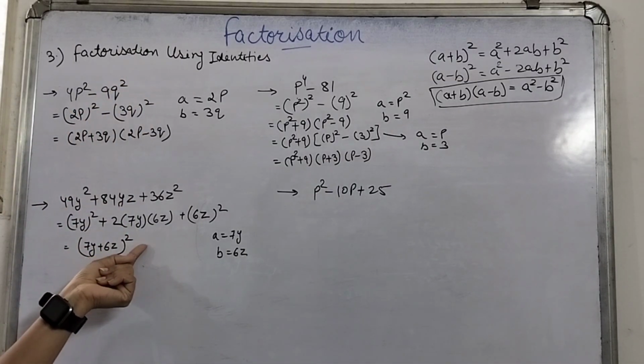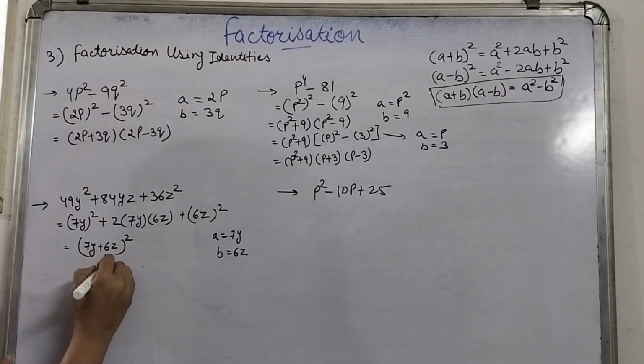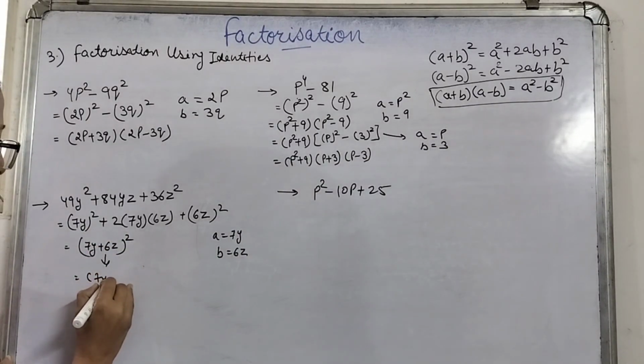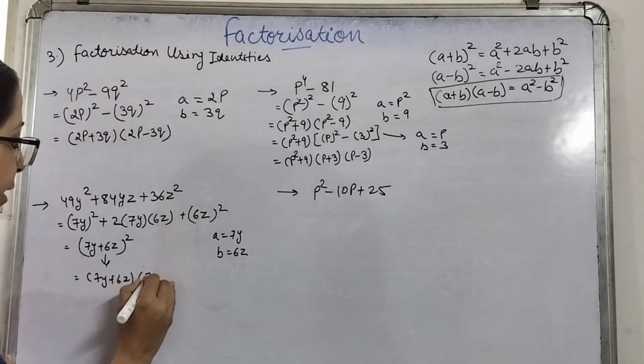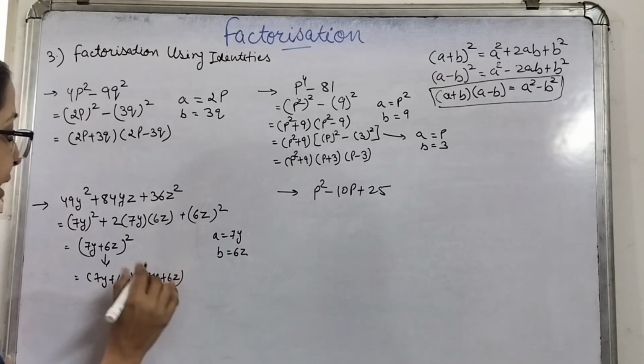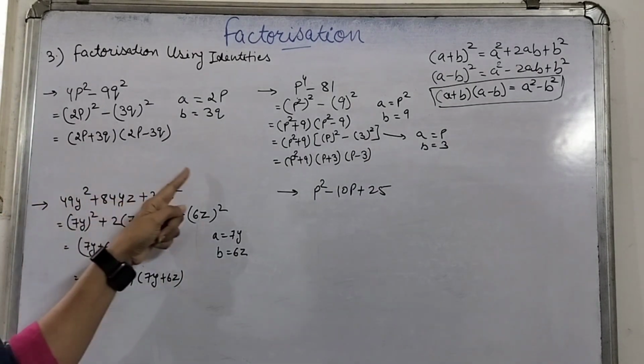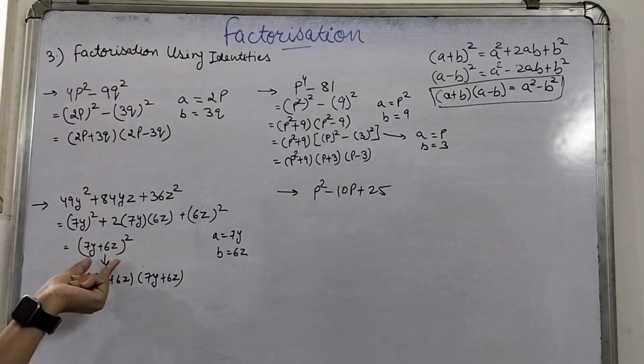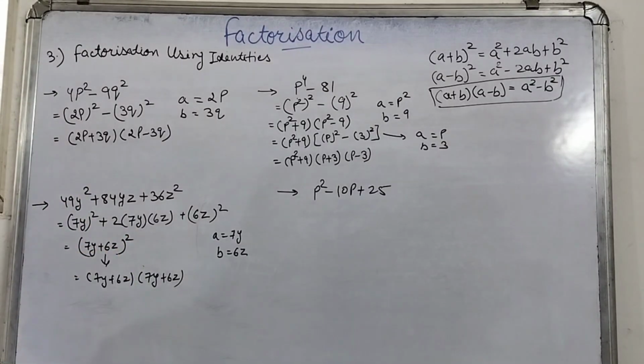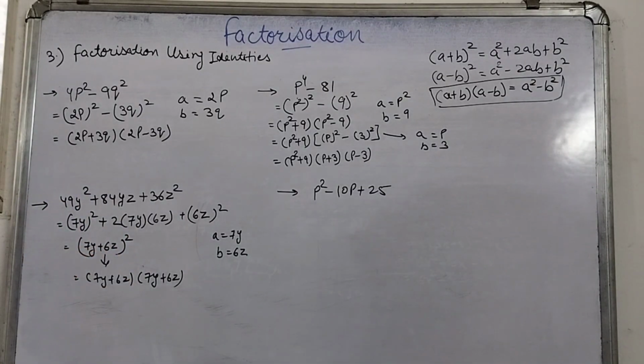7y plus 6z whole square means, with the two brackets, the product of 7y plus 6z multiplied by 7y plus 6z. It is the condition when the given expression is a perfect square. So this expression could be written as 7y plus 6z whole square. This is how we can factorize it.